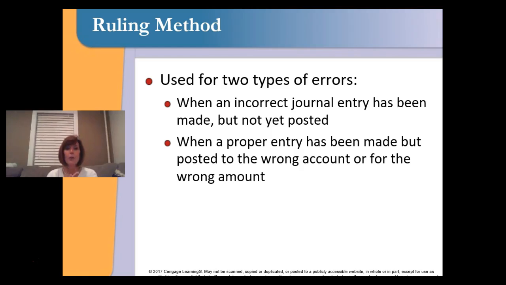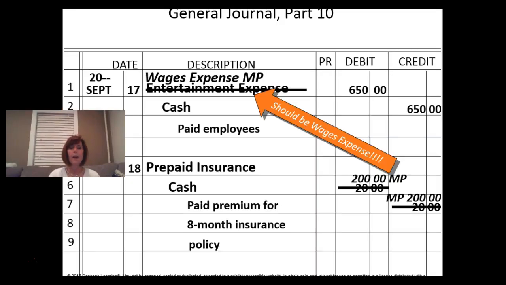So we've got first the ruling method, and we're going to use this when we've got two kinds of mistakes. When you have an incorrect journal entry that we've entered in the journal but haven't yet posted to the ledger, or when we made a correct entry but we posted it to the wrong account or in the wrong amount. So here are examples of both of those and how we would fix those.